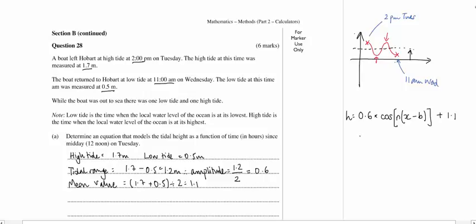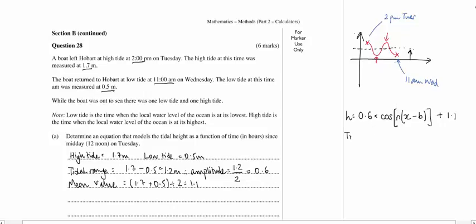Okay, so if we look here, between 2 p.m. Tuesday and 11 a.m. Wednesday, how much time has gone past? So we've got 2 p.m. to 2 a.m. on Wednesday will be 12 hours, plus another 9, so 21 hours. Okay, so the period is 21 hours. Actually, that's not the period at all. That's the distance between when the boat has been away and when the boat has come back. Okay, so I'm actually going to change that. It's most definitely not a period.